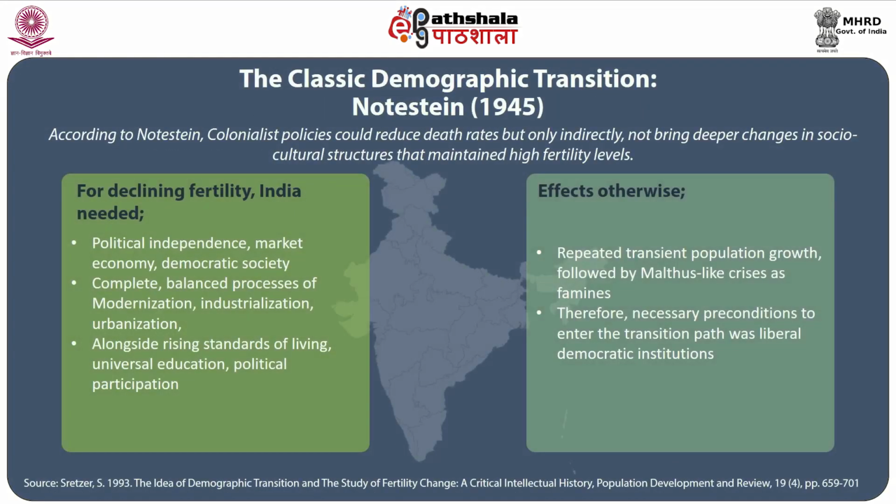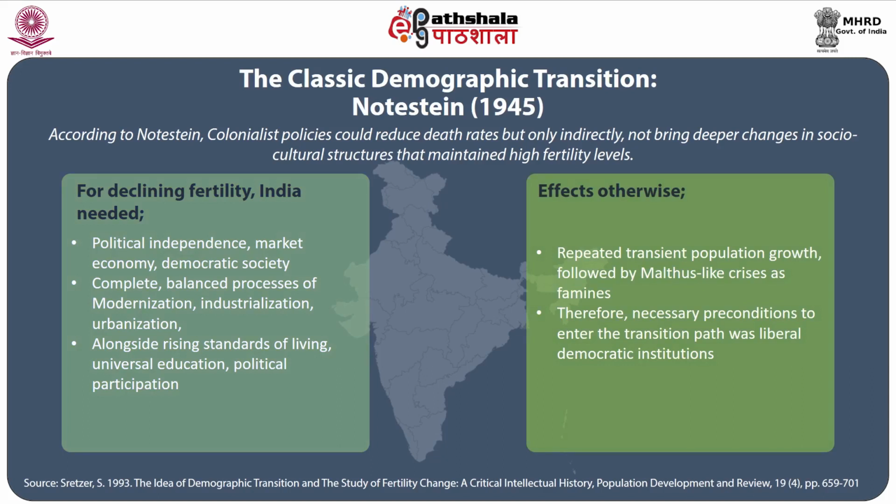According to Notestein, colonialist policies could reduce death rates, but only indirectly. It would not bring about deeper changes in socio-cultural structures that maintained high fertility levels. To bring about a decline in fertility levels, India needed political independence, a market economy, and a democratic society. A complete and balanced process of modernization, industrialization, and urbanization, alongside rising standards of living, universal education, and political participation.